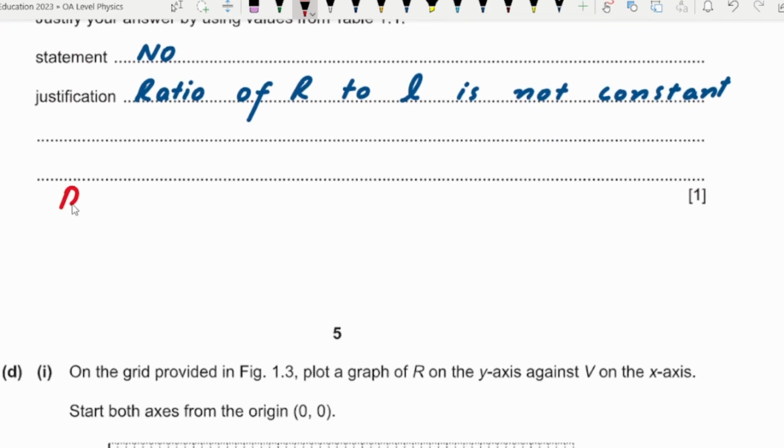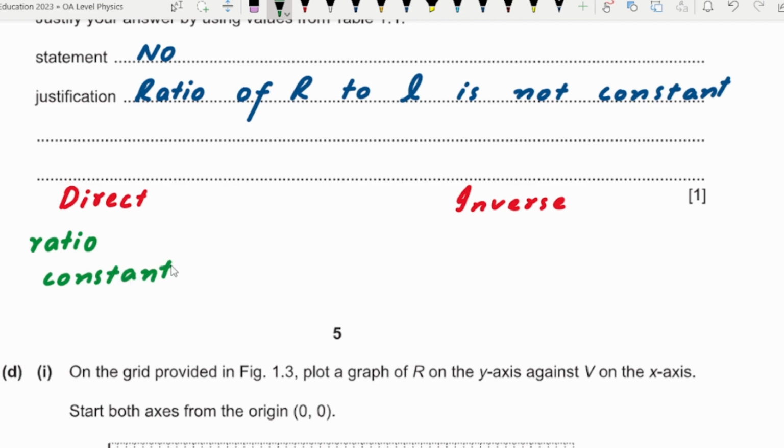So I can write over here, for quantities which are in direct proportion, and the quantities which are in inverse proportion. If the quantities are in direct proportion, then the ratio of the quantities should be constant. And if the quantities are in inverse proportion, then the product of the two quantities should be constant. You can check it from the table.